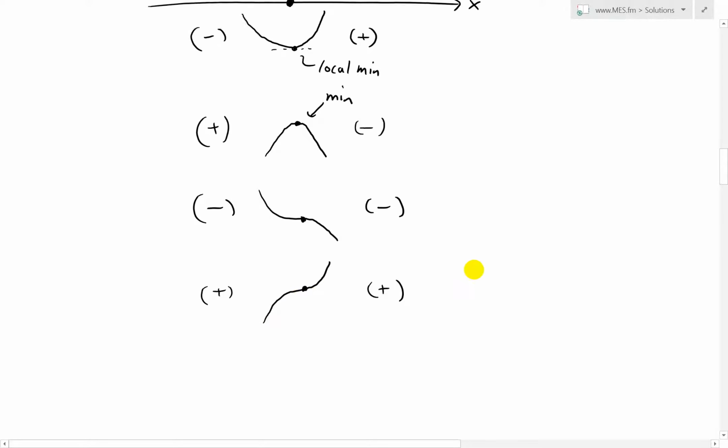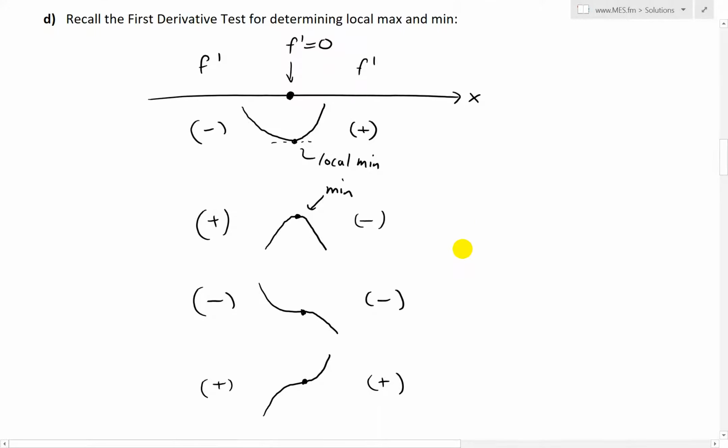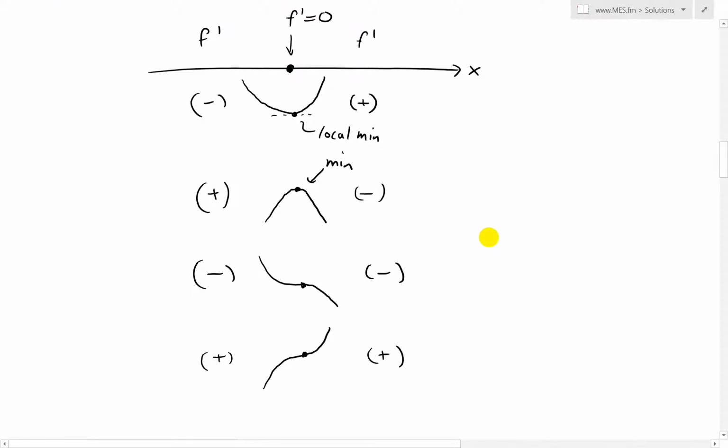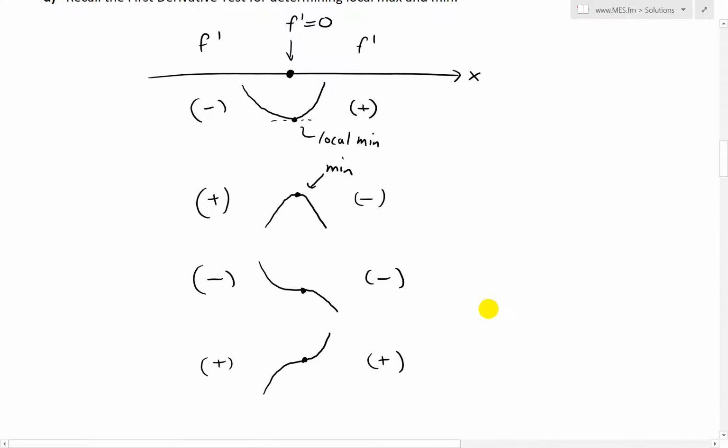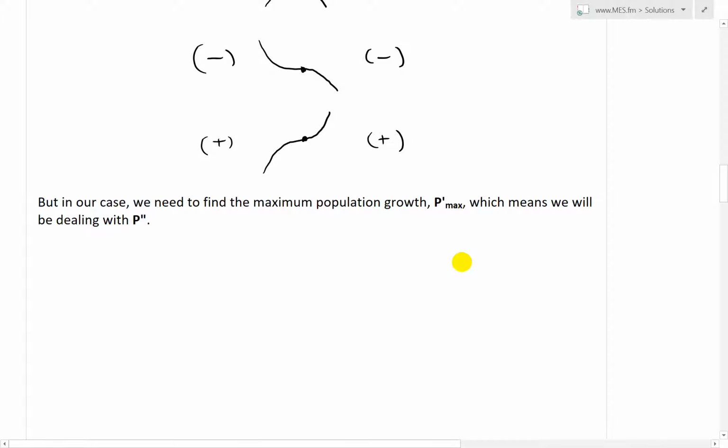So this is how you would use the first derivative test. First thing you would do is find the derivative and then check the signs to the left and right of these critical points when this is equal to 0. Except in our case, we need to find the maximum population growth, or the growth rate.